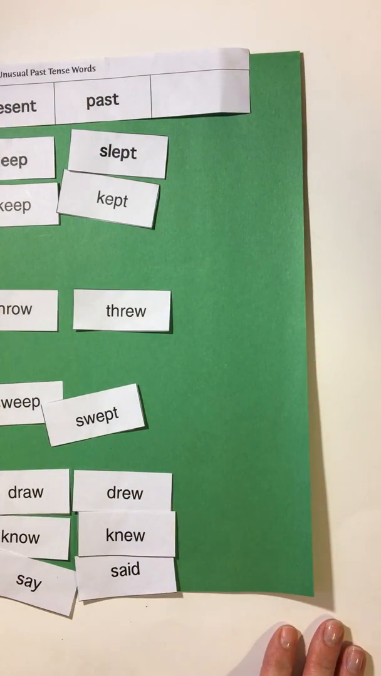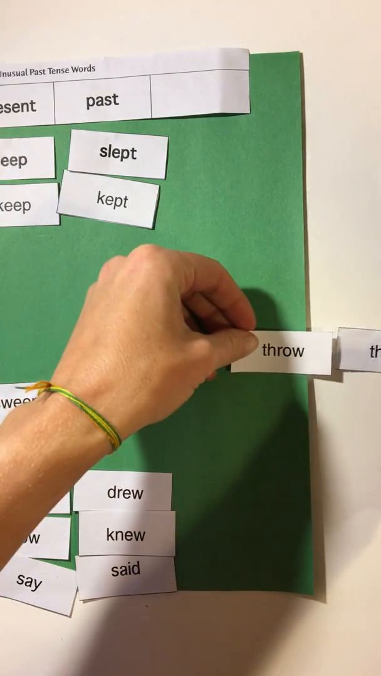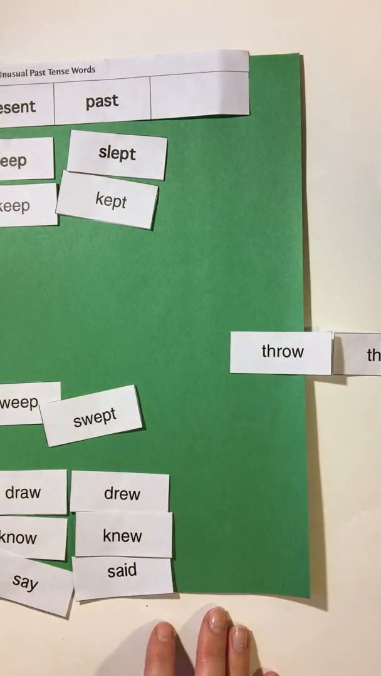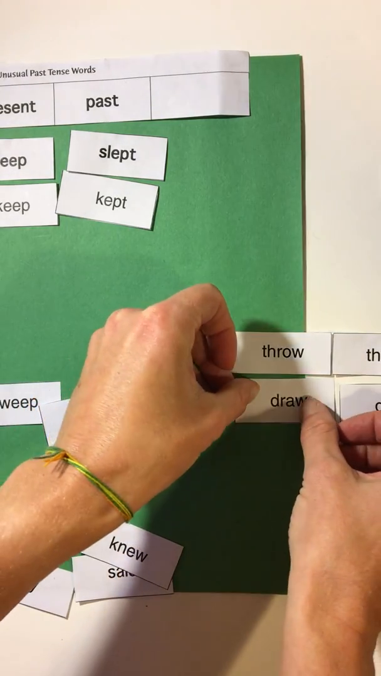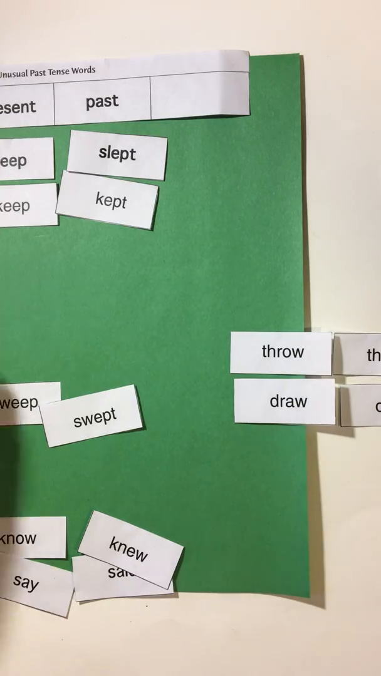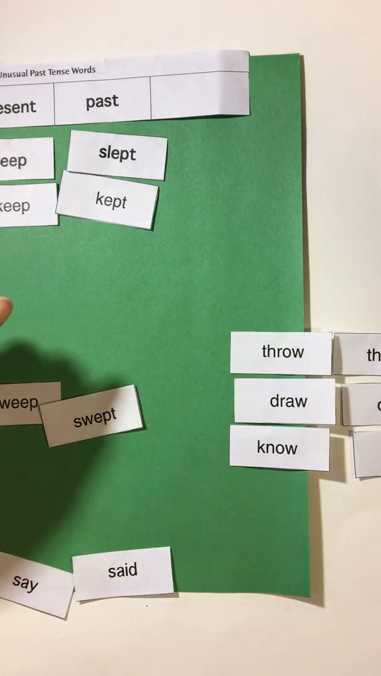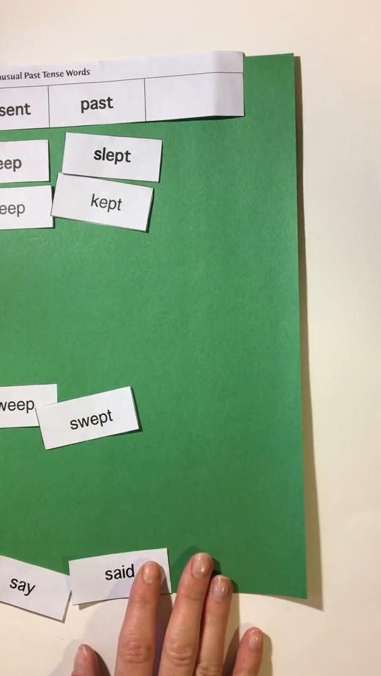Next, let's look at the changes with EW. We have throw and threw, changes O to E. And then we have drew and draw, vowel change. And knew and know. Let's see, what else do we have?